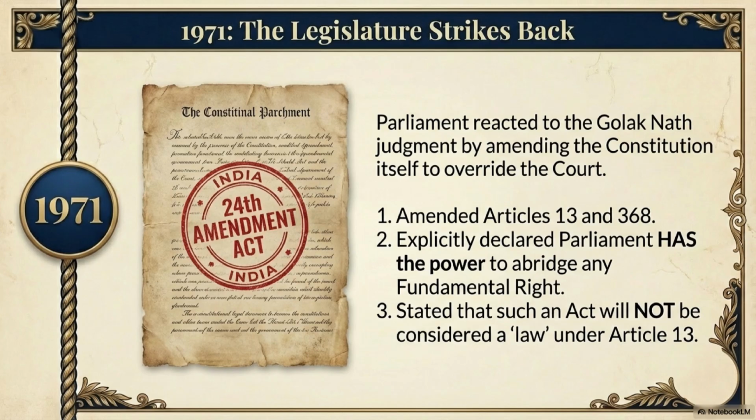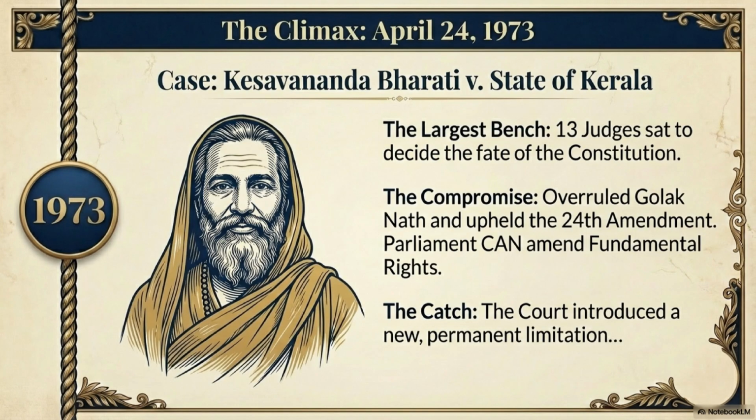So in 1971, we are back to square one, but even more intense. Parliament has asserted total control. The court has been overruled by the legislature. This tension is building up to something massive. And that explosion happens in 1973. This leads us to the most famous, most cited, and arguably the most important case in Indian constitutional history. The Kesavananda Bharati case. The big one.